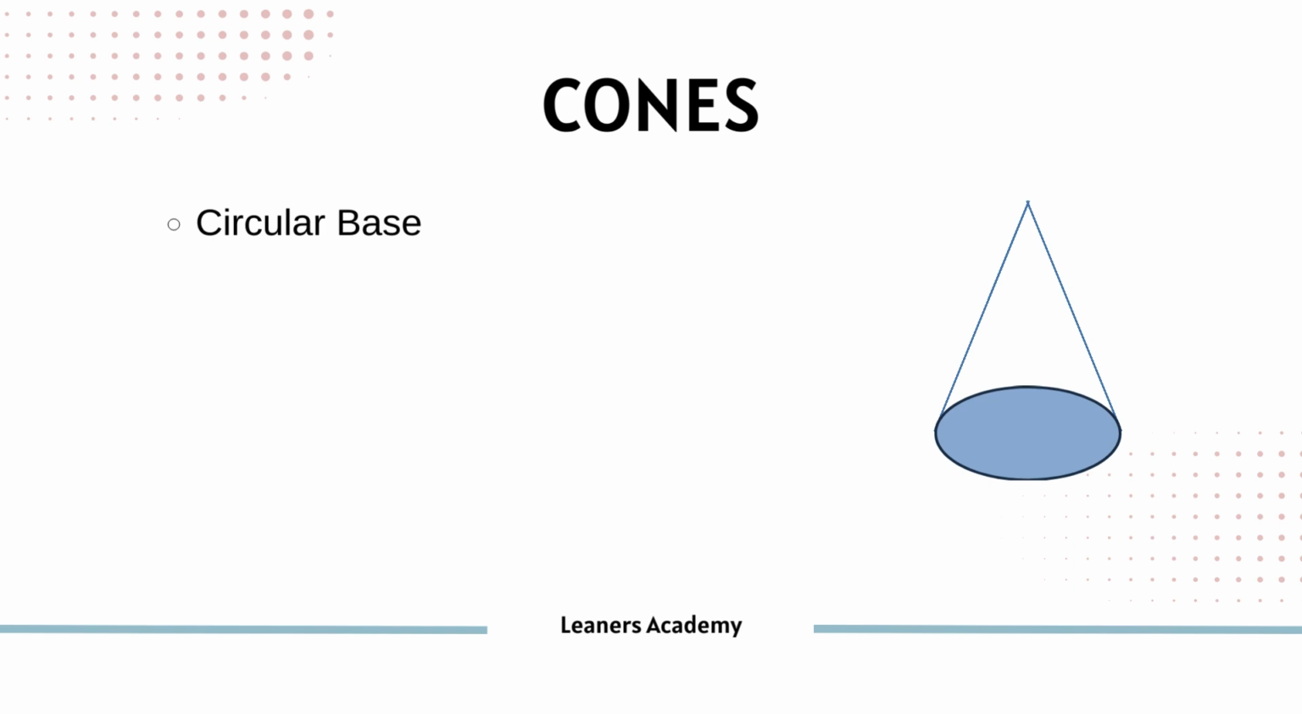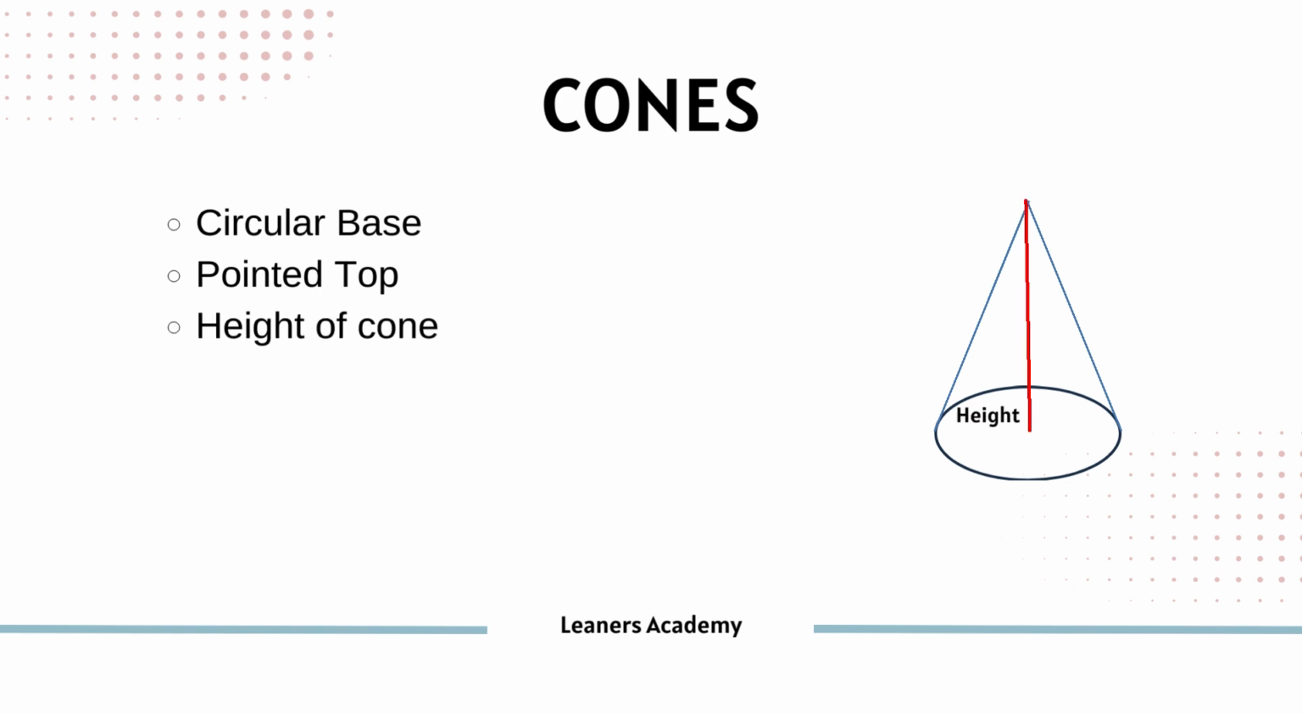A cone is a three-dimensional shape that has a circular base and a pointed top called the apex. Imagine taking a flat circle and smoothly pulling one point of the circle upwards until it forms a cone. The height of a cone is the perpendicular distance from the base to the apex. The slant height is the distance from the apex to a point on the edge of the circular base.